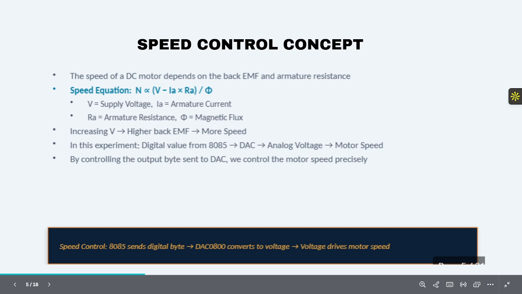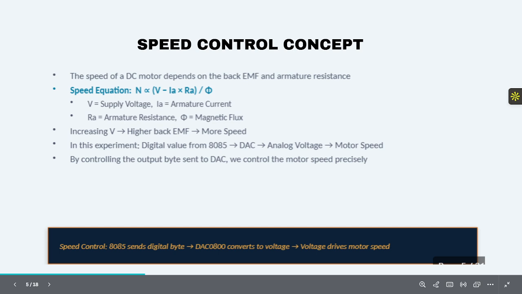The speed of a DC motor depends on the back EMF and armature resistance. The speed equation is given by N is directly proportional to (V minus Ia times Ra) divided by phi. V is the supply voltage, Ia is the armature current, Ra is the armature resistance, and phi is the magnetic flux. When we increase the voltage, a higher back EMF is generated, which results in more speed.